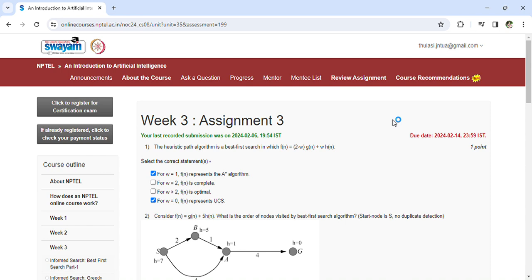The heuristic path algorithm is a best first search in which f of n is equal to (2 minus w) times g of n plus w times h of n. Select the correct statements. In this, the options are: for w equal to 1, for w equal to 0, represents the A star algorithm, represents UCS. A and D are the correct answers.